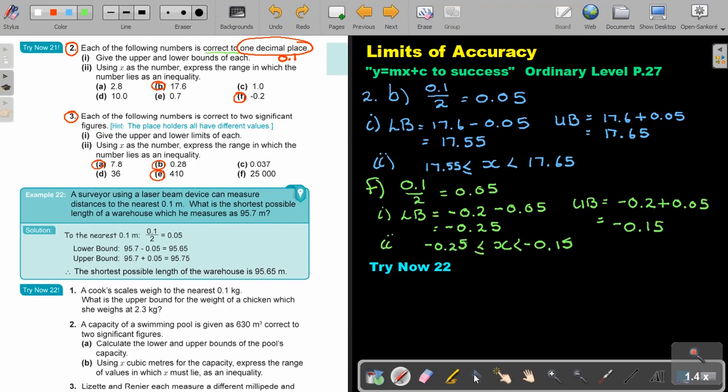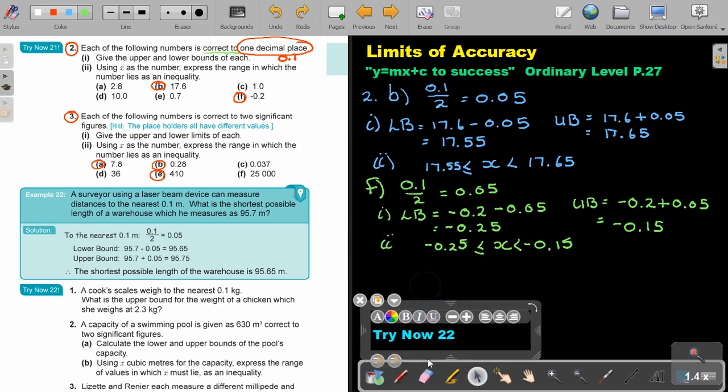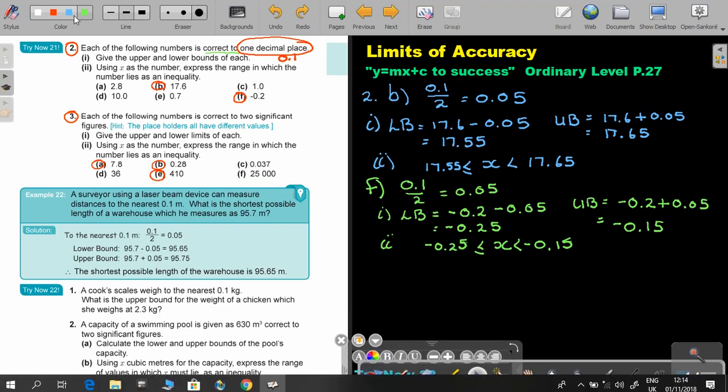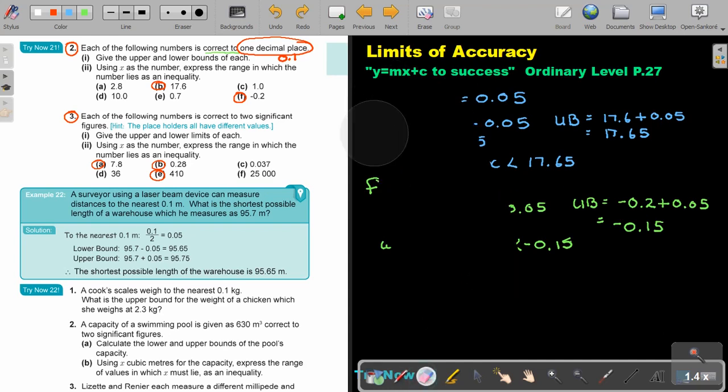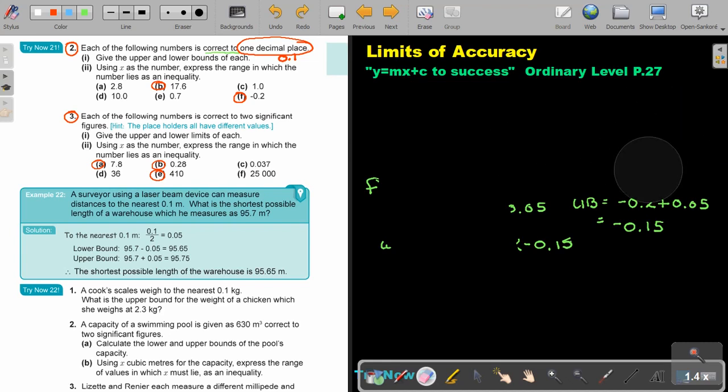I think I'm just going to move this one down so that I can first do number 3, and maybe I still need a little bit of space. I think the best will be to clean this first and then do number 3.